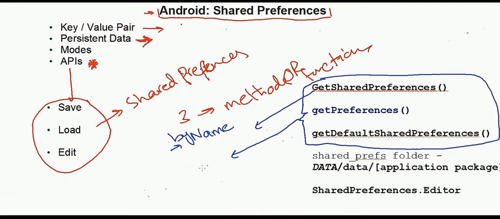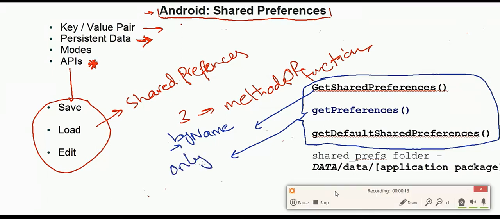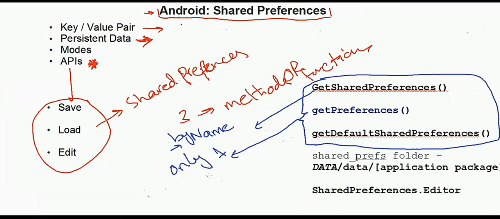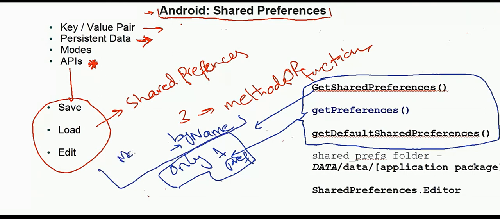Hi. So we were talking about getPreferences. getPreferences is used, as we said, when we have only one kind of preference in our application, for example, one name.xml file which is used as preference, and if we use getPreferences, we'll just load this default preference file.